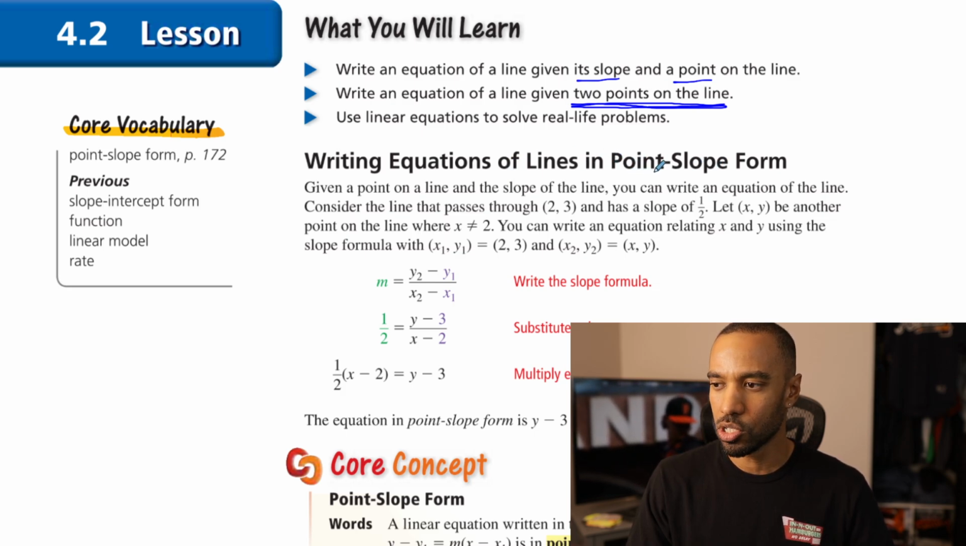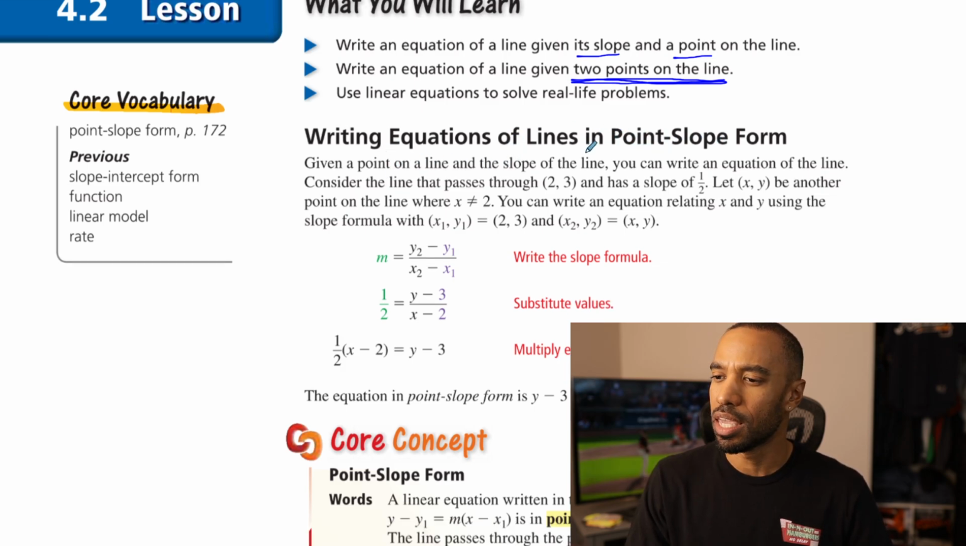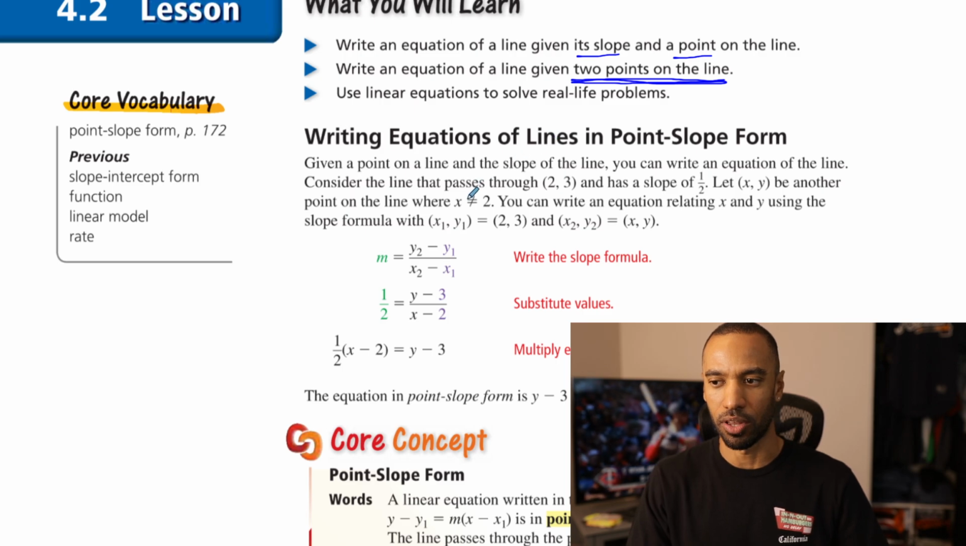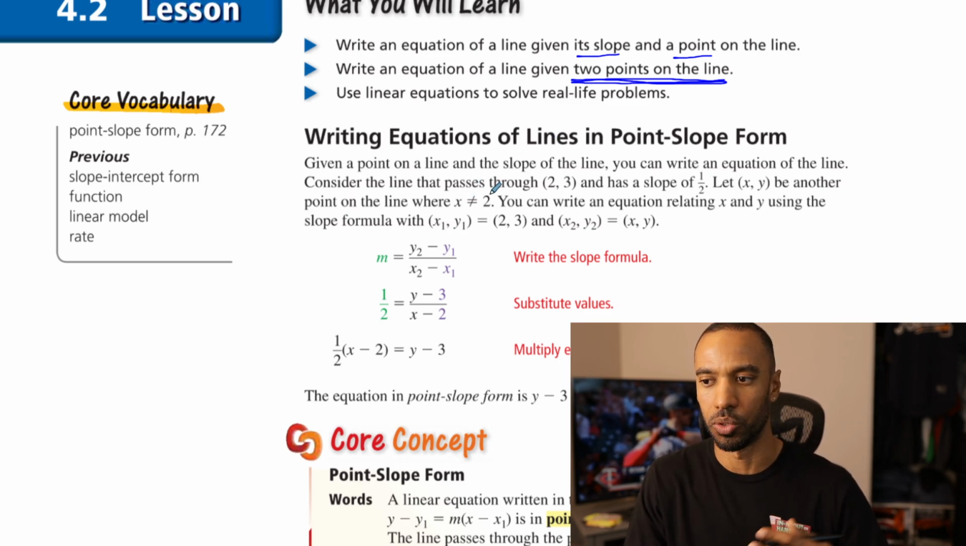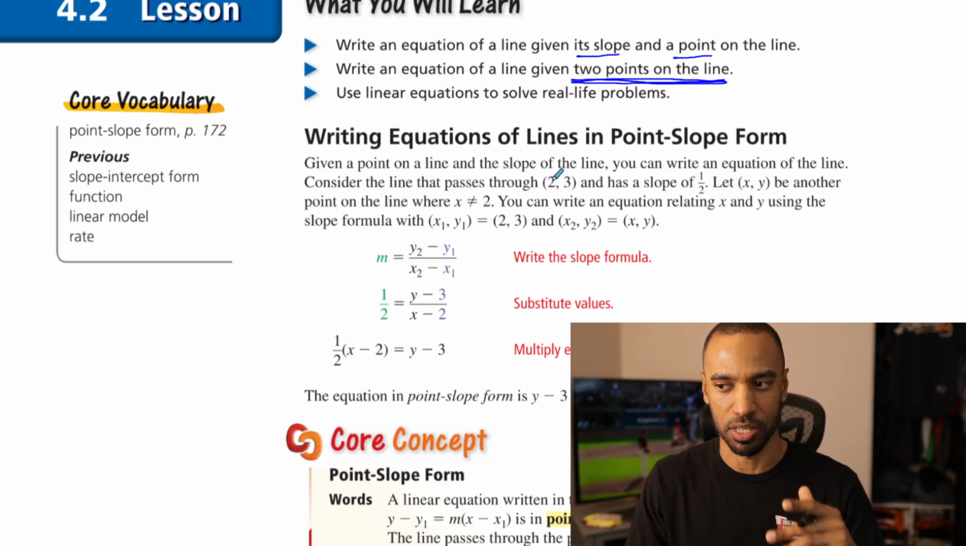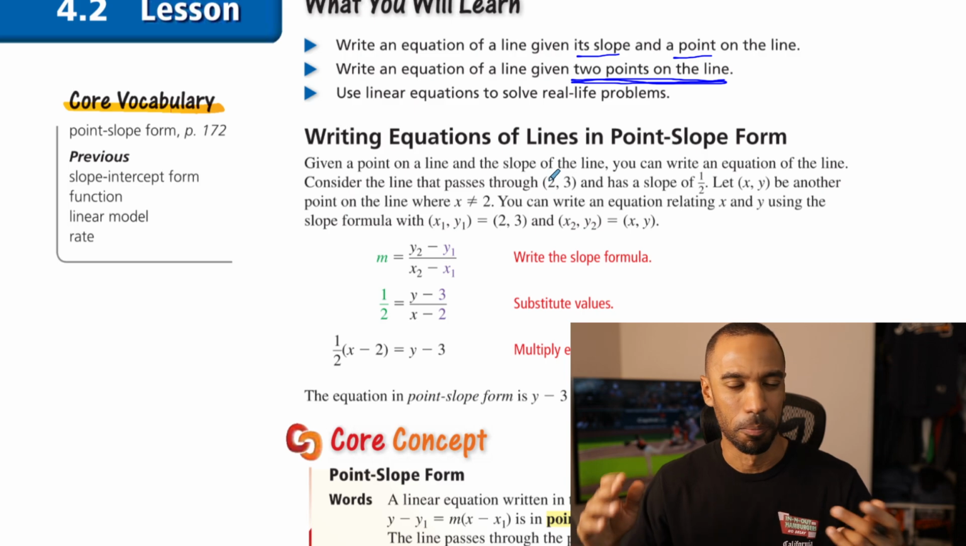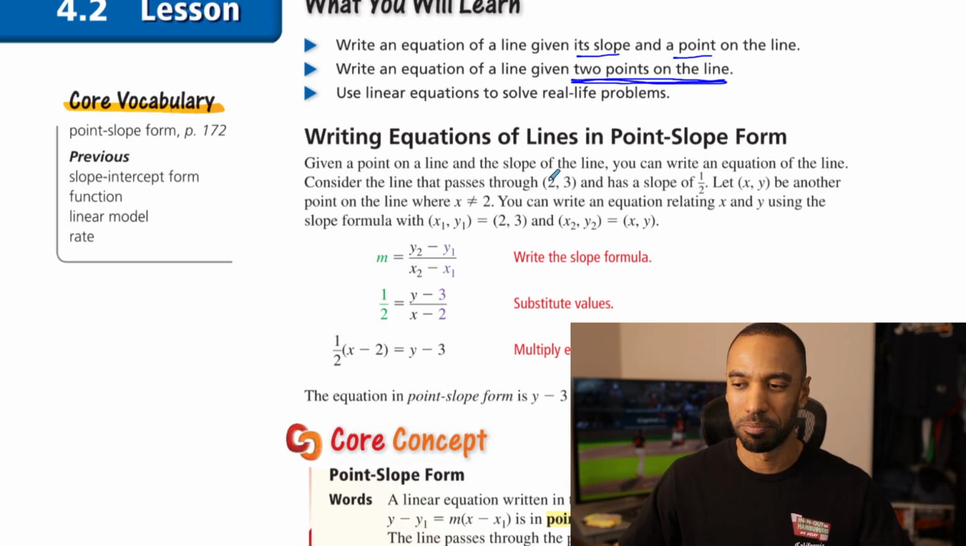Okay. In point-slope form, let's see how they begin. They say given a point on a line and the slope of a line, you can write an equation of that line. Yes. Consider the line that passes through (2, 3), and a slope of 1/2. Let (x, y) be another point on the line where x doesn't equal 2. They don't want x to equal 2 because in this case we have a value where x equals 2. So let's find some other point that's on there. It could be 3, it could be, I guess not 0, because they don't want y-intercept, but -1, whatever.